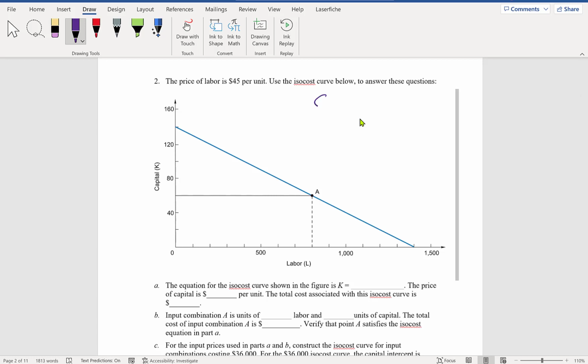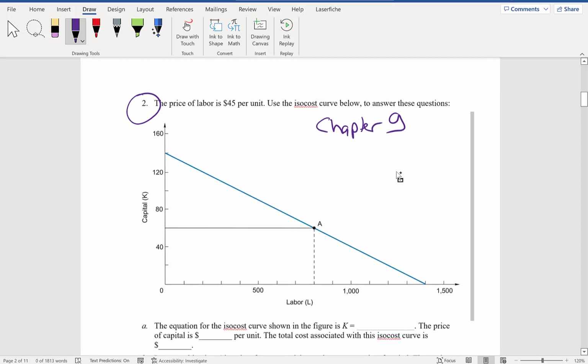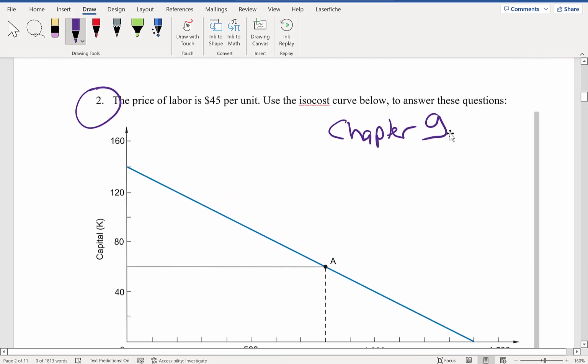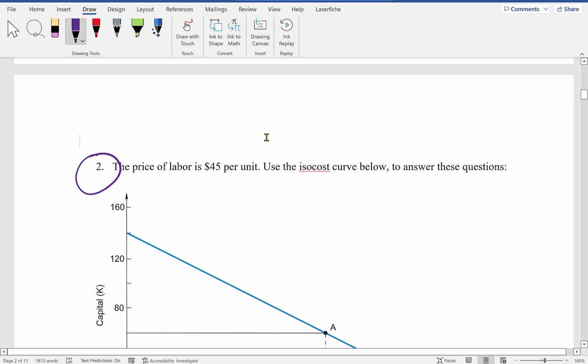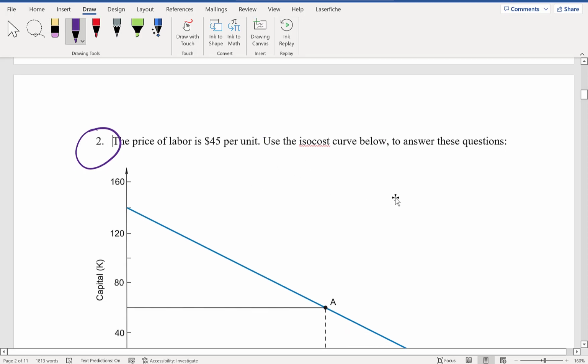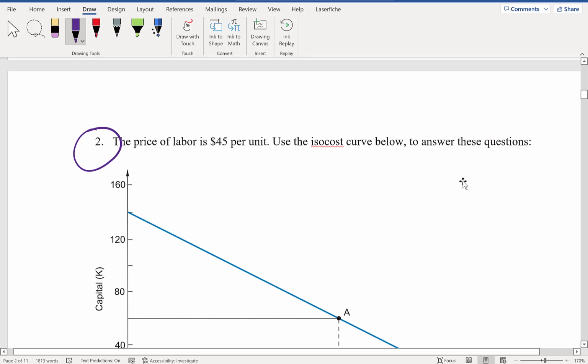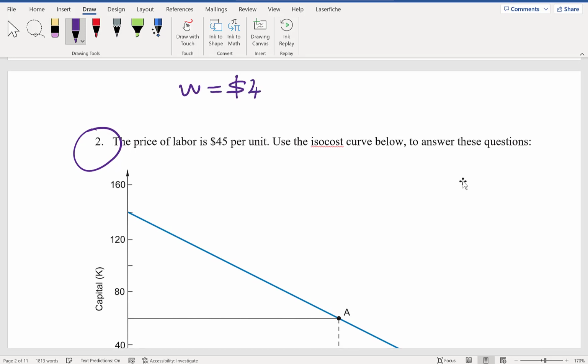Hello everyone, this is chapter 9 and in this video we are going to solve problem 2. Let's get started. The price of labor is $45 per unit. Let's make it a little bigger. Let me delete this. Okay, cool. Let's move this a little up. Alright, so I'm immediately going to write down wage rate is 45.